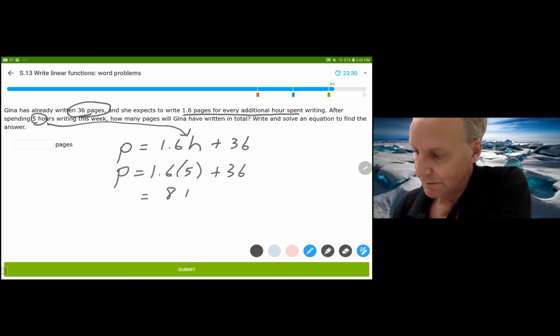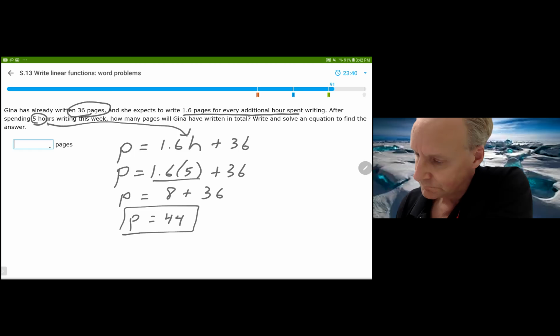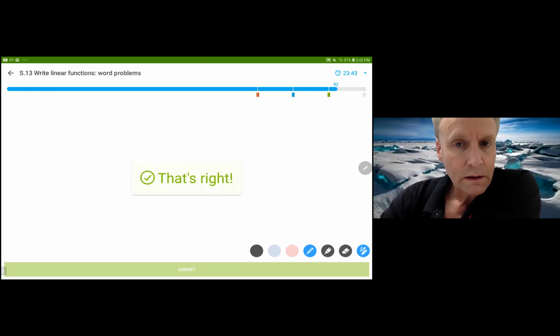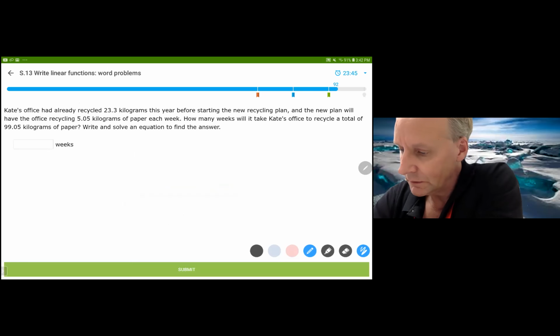It's going to be 8 plus 36. This is 8, by the way. And the pages is equal to, looks like 44 total. Let's see, we're going slow. I don't know, probably because of the original problems originally.